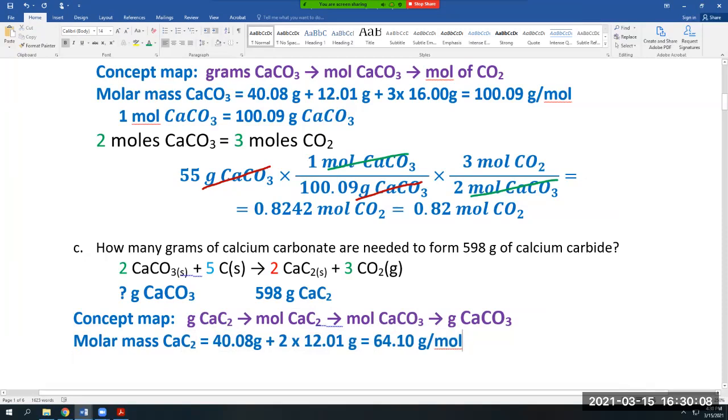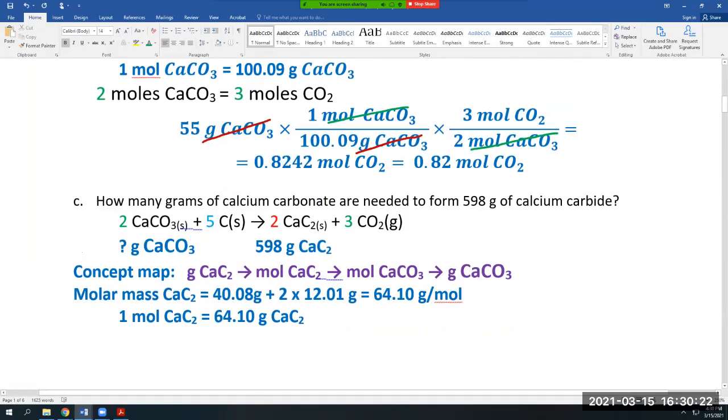As always, I like to rewrite the molar mass as a mathematical equality because that's helpful to see the kind of conversion factor it will give you. So mathematically, you can rewrite the molar mass like this. 1 mole of calcium carbide is equal to 64.10 grams of calcium carbide.